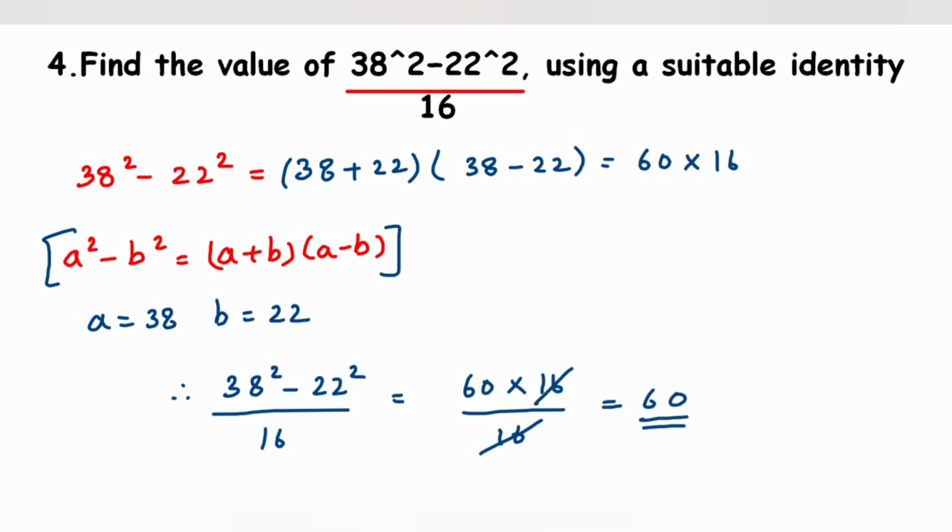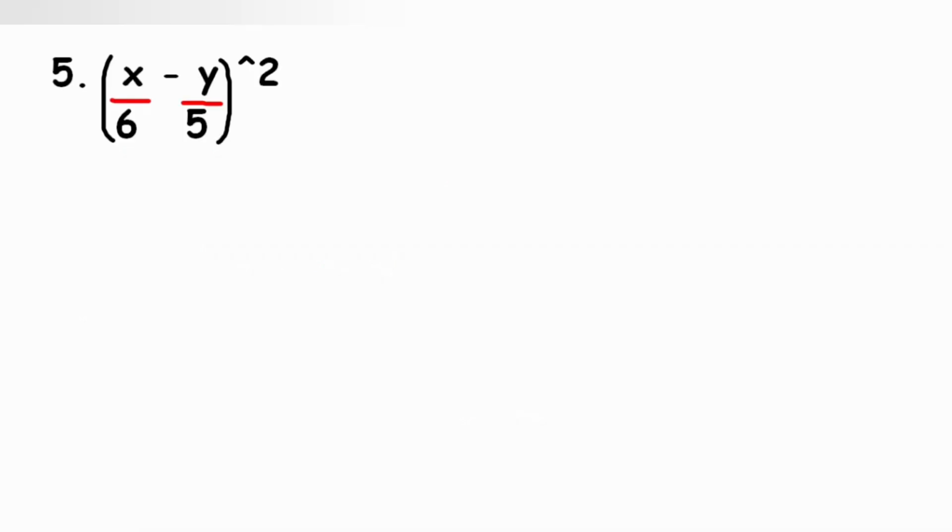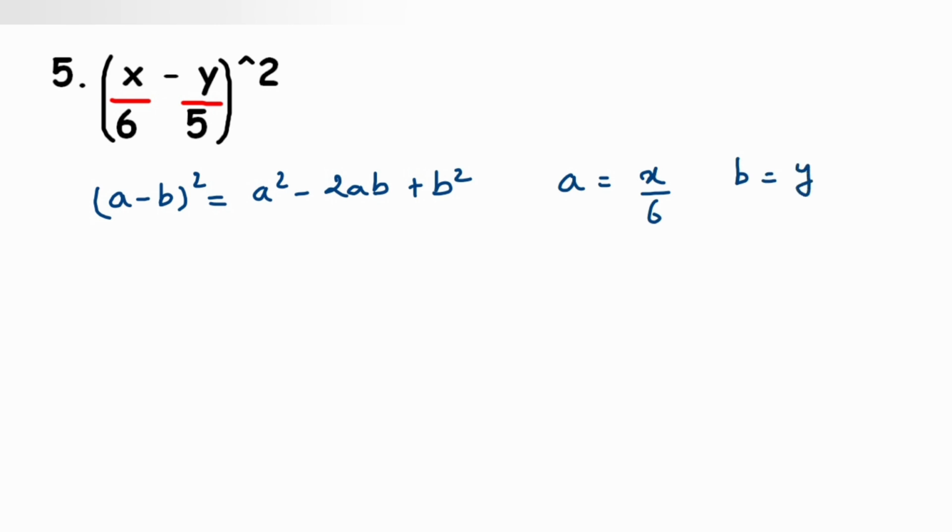So the next one, we are done with the fourth question. Now the last question, which is we have to expand this one. So x upon 6 minus y upon 5 whole square, we have to find the value of it. So it's like a minus b whole square, which is equal to a square minus 2ab plus b square. Now here a value is equal to x upon 6 and b value is equal to y upon 5. Now we'll substitute in this.